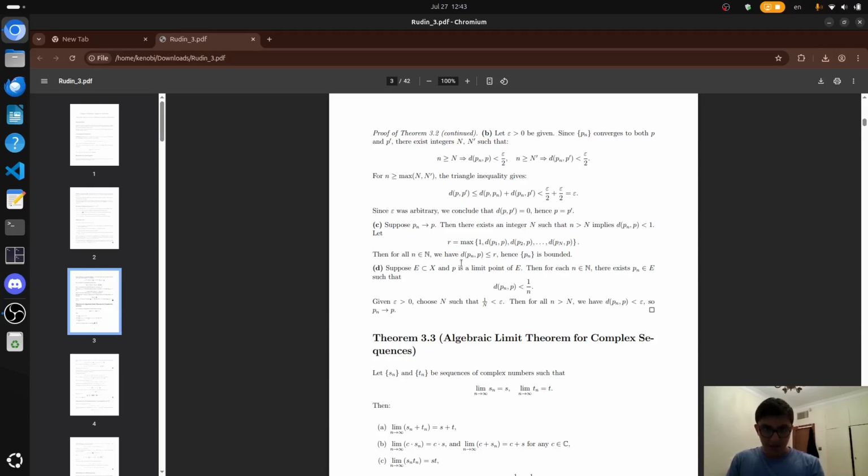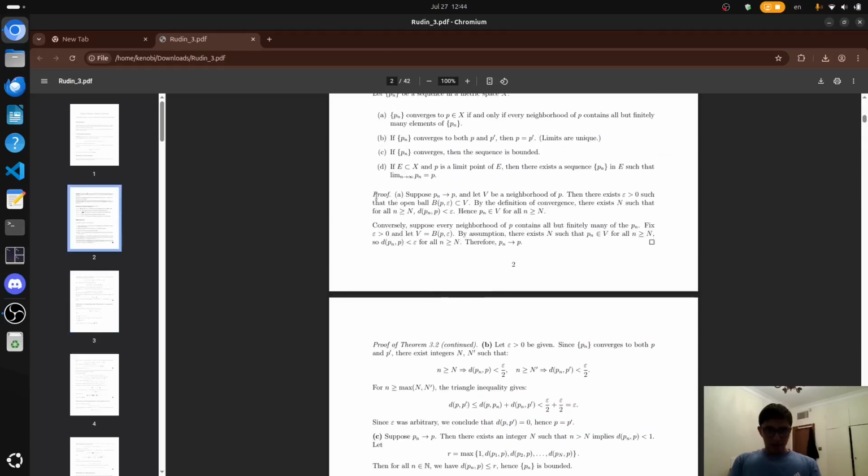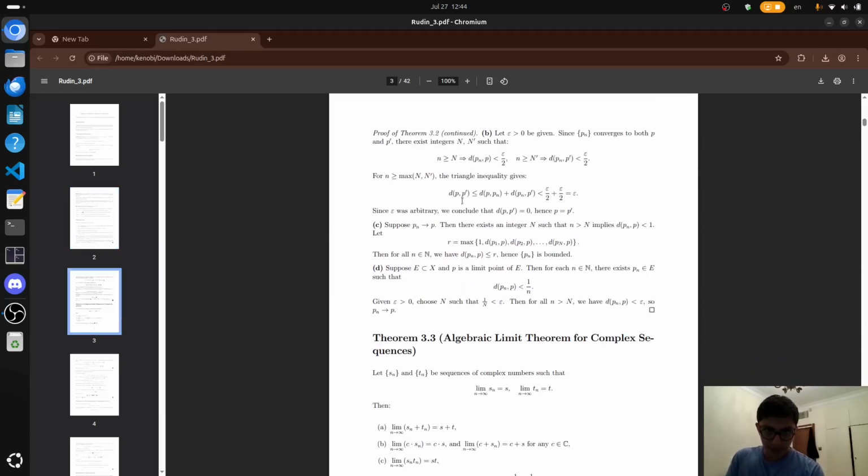Suppose E is a subset of X and P is a limit point of E. Then for each n there exists Pn in E such that the distance of Pn to P is less than 1 over n. Here, instead of epsilon we're just taking 1 over n because we want to use epsilon elsewhere. So we're finding something that's going to get closer and closer to 0, which is 1 over n. And what we're trying to prove here is that there exists a sequence Pn in E such that the limit as n goes to infinity of Pn is P.